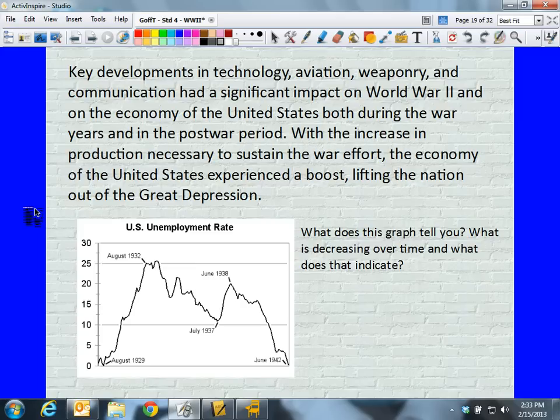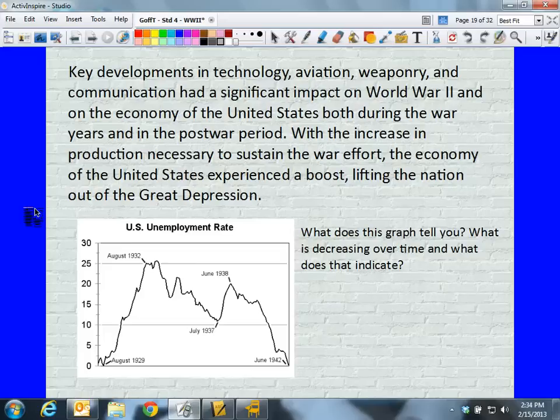There were many key developments during this time period that helped bring the United States out of the Great Depression. It gave a boost to the economy because of the amount of wartime production that was going on. So I want you to take a look. There's a graph on this page, U.S. unemployment rate. Now I want you to think about the question. It says, what does this graph tell you? What is decreasing over time and what does that indicate?